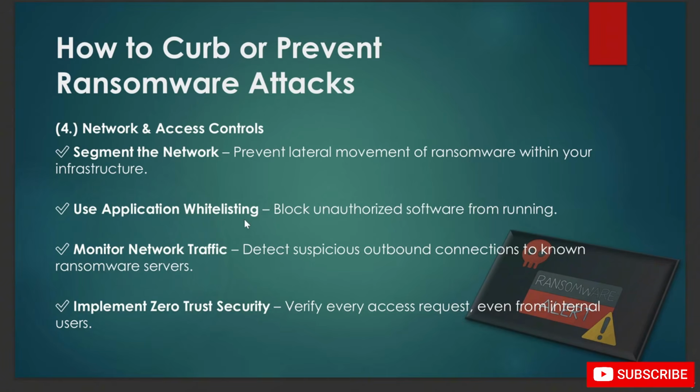Now use application whitelisting. Block unauthorized software from running. Monitor network traffic, detect suspicious outbound connections to known ransomware servers, and also implement zero trust security. Verify every access request, even from internal users. This zero trust security means don't trust anyone, even network traffic coming from within your organization. Don't trust it. Always verify, always analyze every traffic leaving the organization and every traffic coming into the organization. All right, so this helps to prevent or curb ransomware attacks.